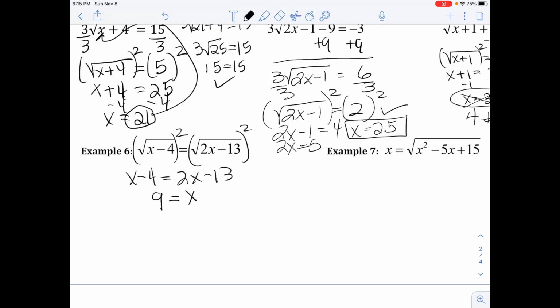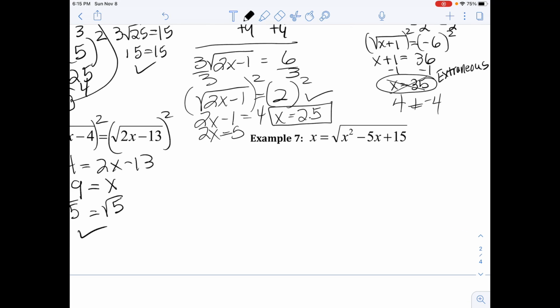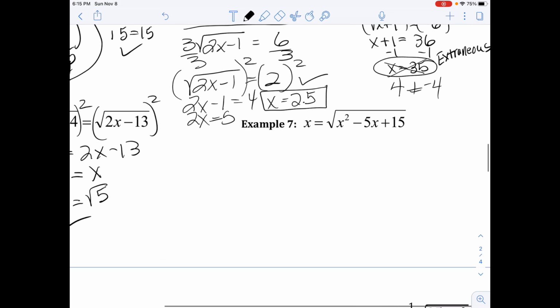Now you're going to substitute the 9 back in. 9 minus 4 is 5, so square root of 5 on the left. 9 times 2 is 18, minus 13 is the square root of 5. Checks. And we don't even need to do the square root of 5. We just know that they're equal. Okay, last one.